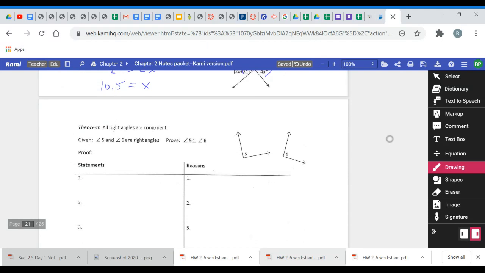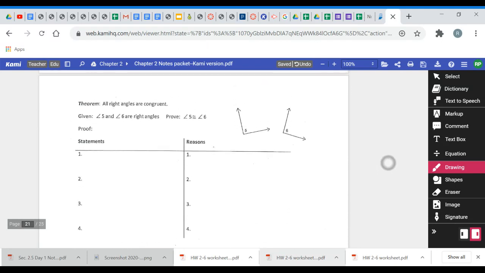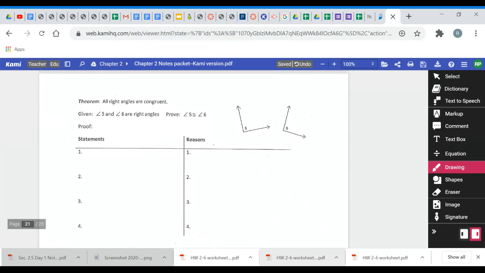All right, so the next proof is not quite as long. What we're trying to prove here is that all right angles are congruent to each other. Again, that makes sense that all right angles would be congruent, but we can have a proof that shows that for sure. If we use a specific example in the picture, we see angle 5 and angle 6 are right angles, and that is given to us. If I want to go ahead and mark that on my picture, I can do that. What I'm trying to prove is that angle 5 is congruent to angle 6.